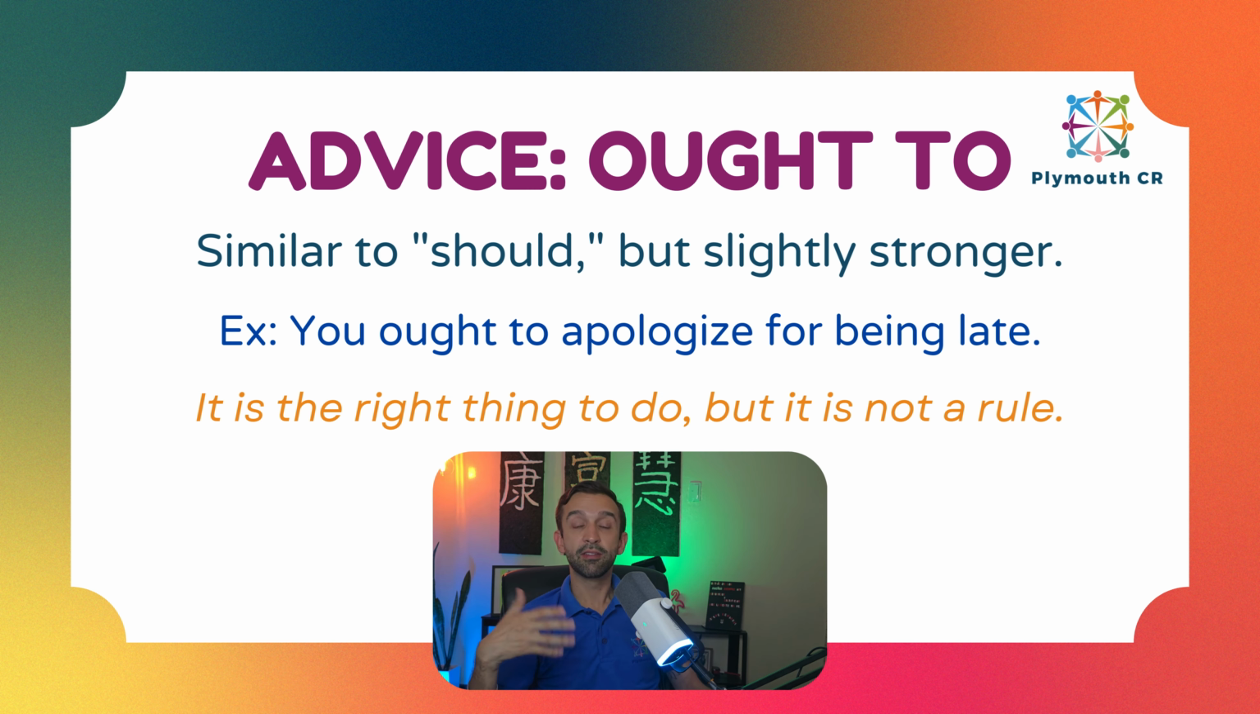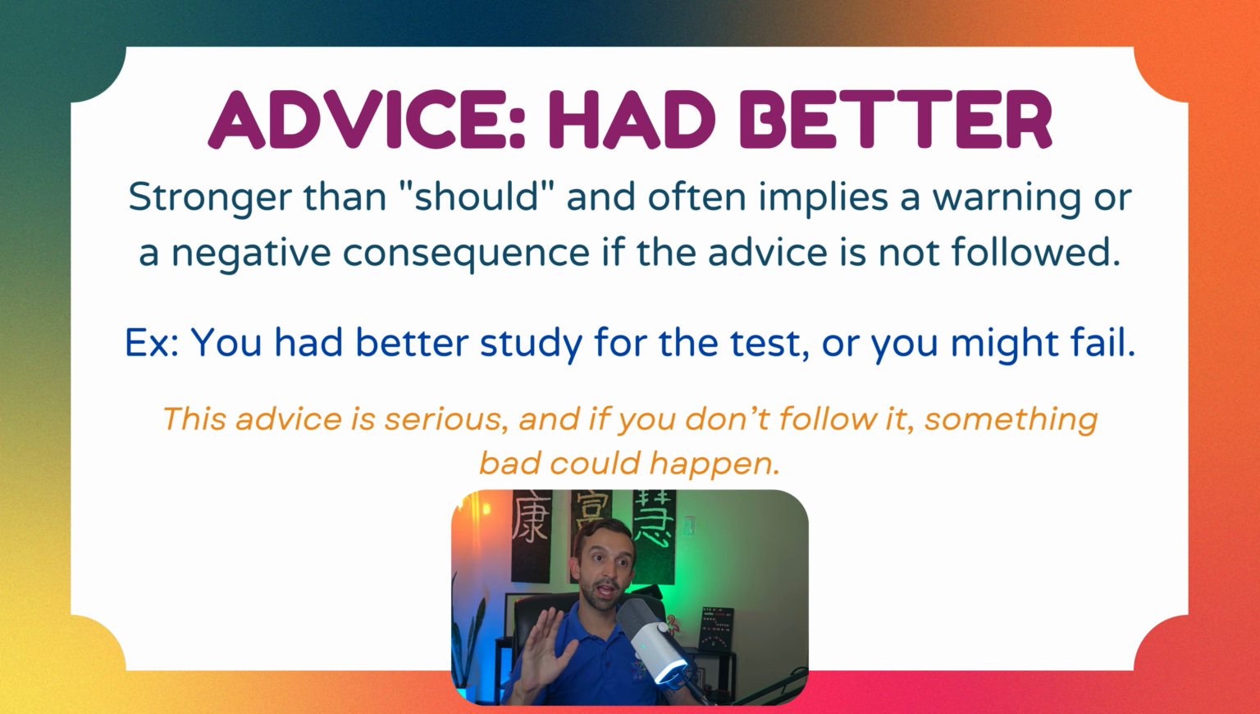So in here, then we have ought to, which is very similar to should. It's slightly stronger. The example says, you ought to apologize for being late. It is the right thing to do, but it is not a rule. Still, it's something that you are recommending. You can even substitute that for should, and it will still be okay. Like, you should apologize for being late. It will be acceptable, okay? So they're like synonyms.